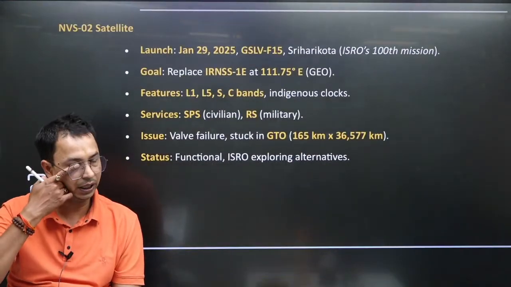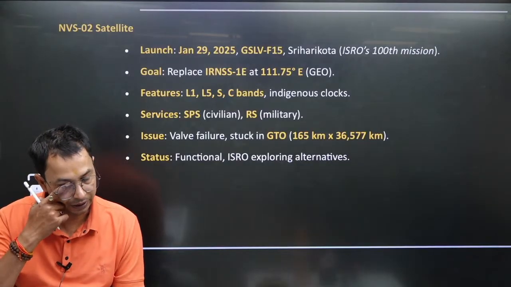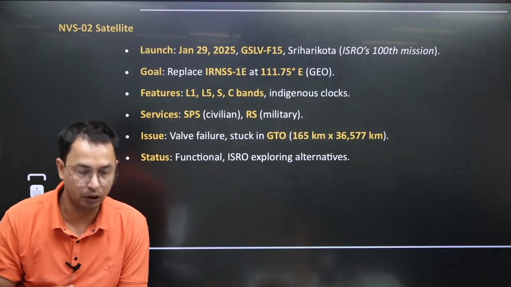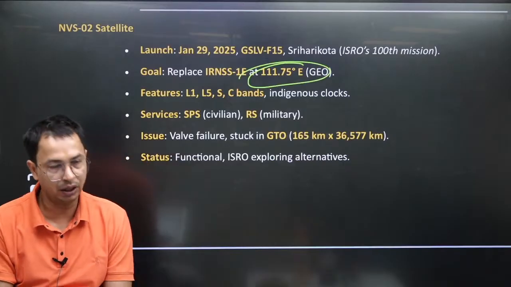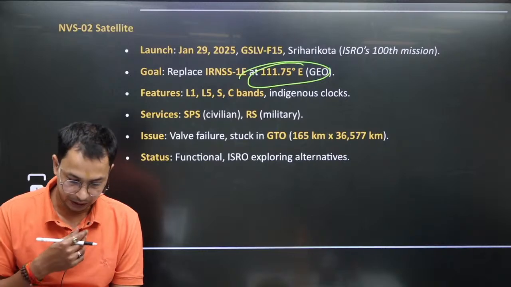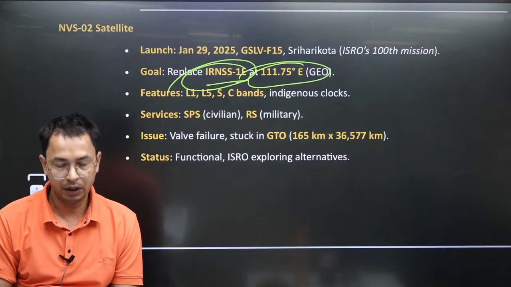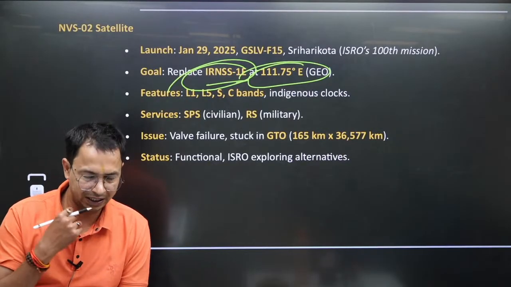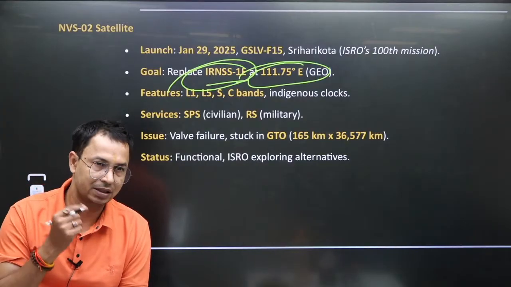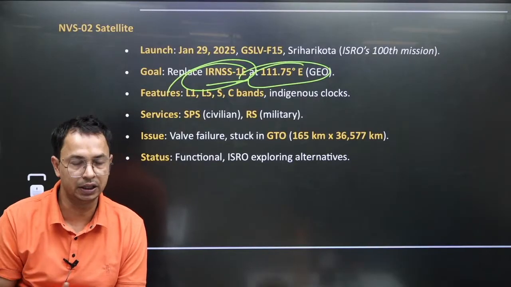Recently, on 29th of January, we sent NVS-02, the second generation, second satellite of the NAVIC system, and that was supposed to replace the satellite at 111° east in the geostationary orbit. It was supposed to replace IRNSS-1E, but what happened? It was not able to reach that geostationary orbit, and it is stuck in the highly elliptical orbit between the earth and the geostationary orbit.